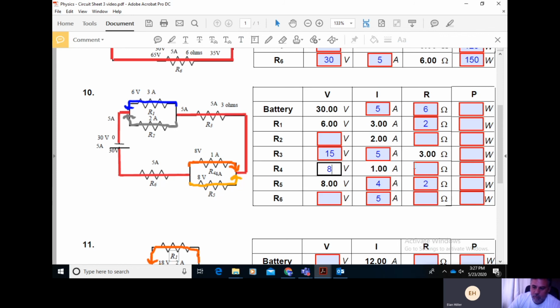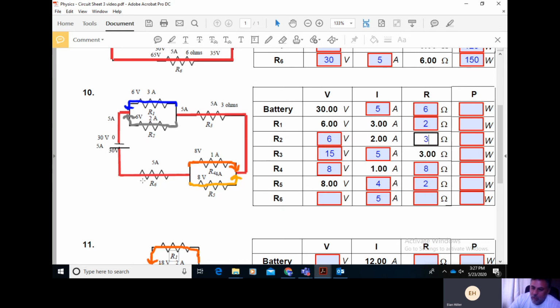And 8 volts divided by 1 amp is 8 ohms using Ohm's law. Similarly, resistor 1 and resistor 2 are in parallel. Since we are told that resistor 1 is 6 volts and parallel voltage is the same, then that must mean that resistor 2 is also 6 volts. So we can fill that out accordingly. And 6 volts divided by 2 amps is 3 ohms. So we have filled out quite a bit.